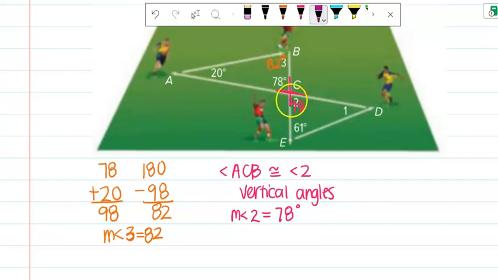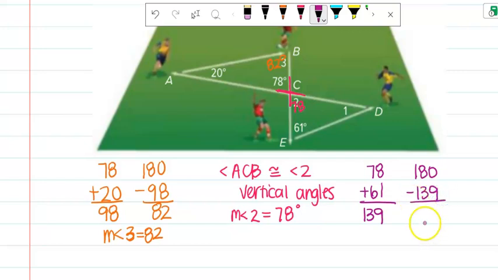Okay, so now we have two angles in this bottom triangle. So we can take those two measurements, add them together, and we'll get 139. Subtract that from 180, so 41. So the measure of angle 1 would be 41 degrees.